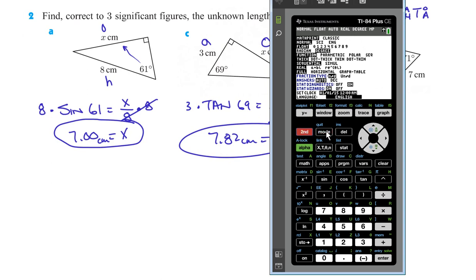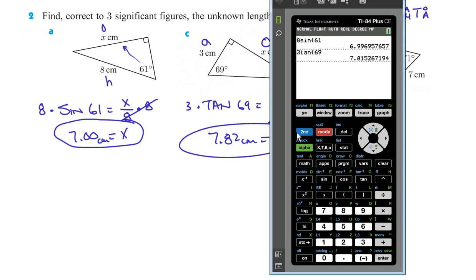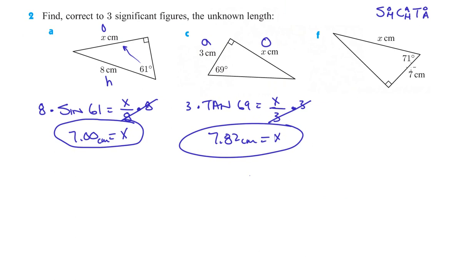Okay? All right. F here. So this here is the hypotenuse, because it's across from the right angle. And this is next to, so this is adjacent. So hypotenuse and adjacent is cosine. So we would do cosine 71 equals adjacent, which is 7, over hypotenuse, which is x.